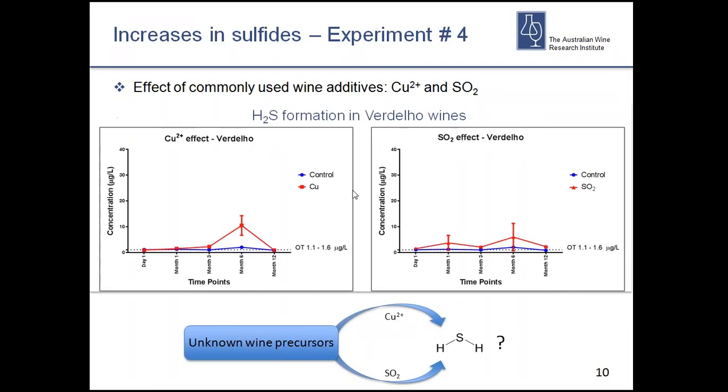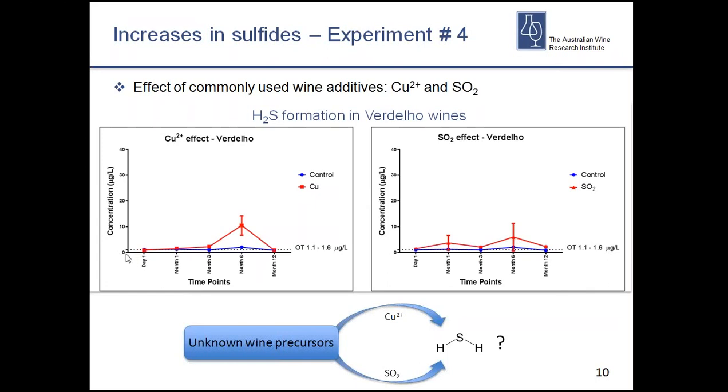So let's have a look at the copper effect. Here we have our copper effect on the Verdelho wines in terms of hydrogen sulfide formation, and we have the SO2 effect on hydrogen sulfide formation also in the Verdelho wines. So here you can clearly see our control samples in blue, and our copper-treated samples are shown in red. And once again, this experiment was conducted over the course of 12 months.